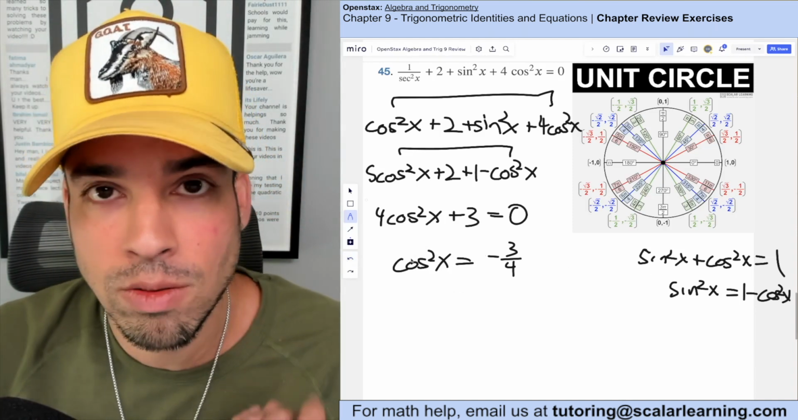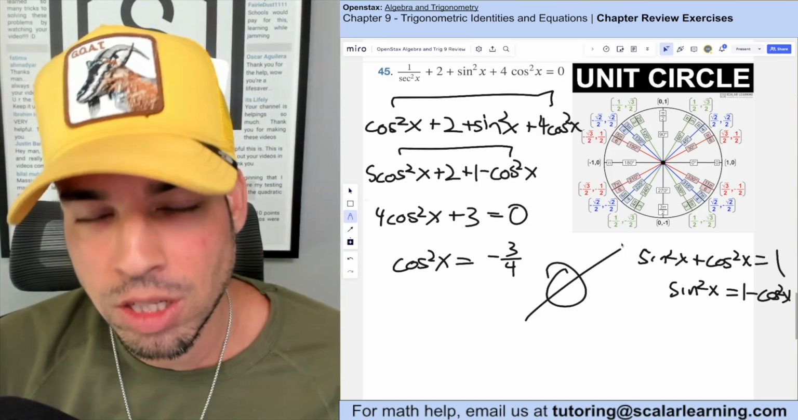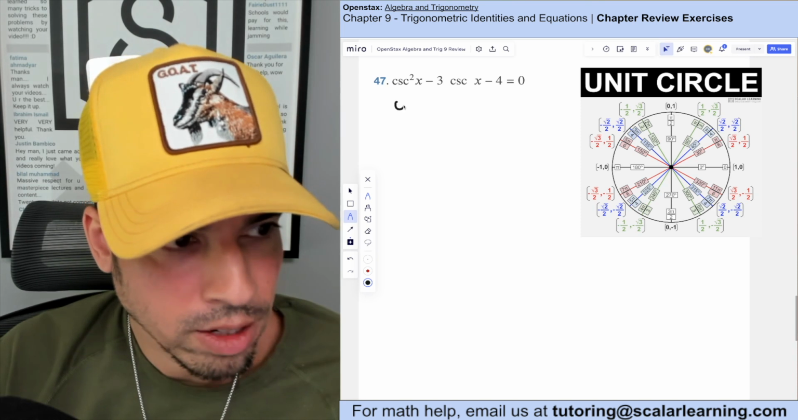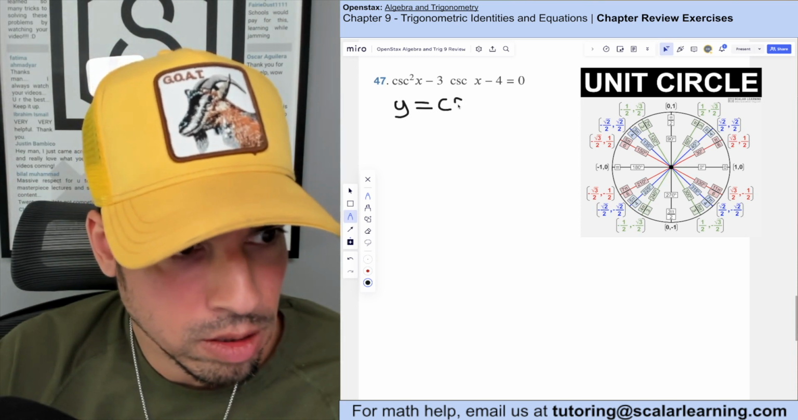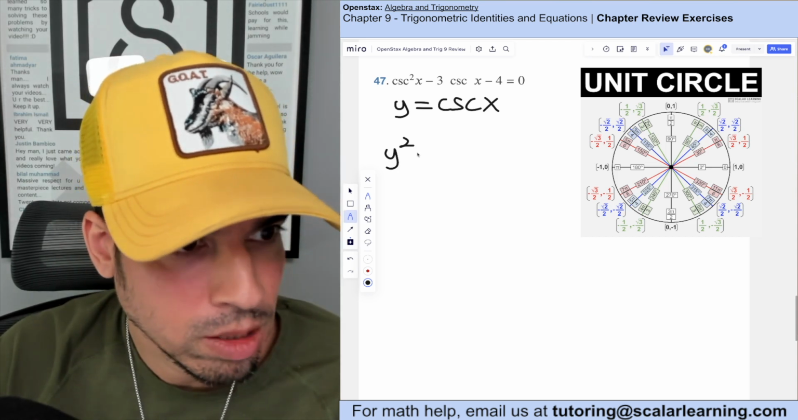That's not a thing with real numbers, which means this is a no solution situation. Done. So for this one, we're going to factor. And first what I'm going to do is I'm going to set y equal to cosecant of x, so we can see the factoring possibilities a little bit easier.